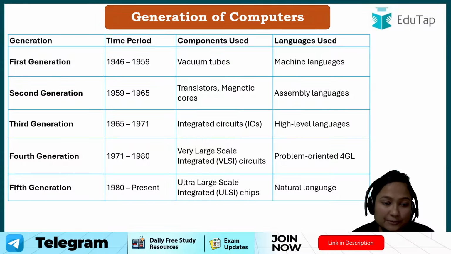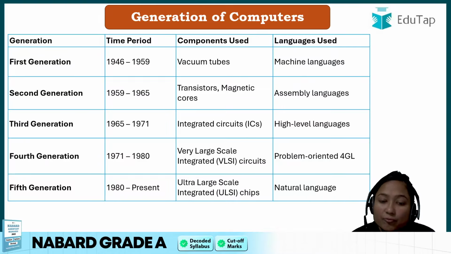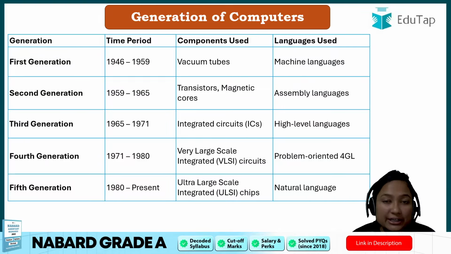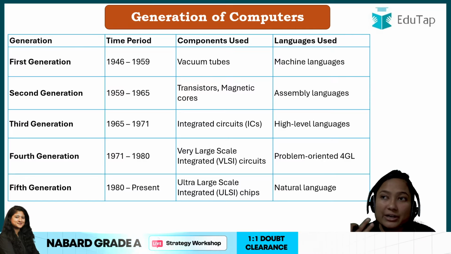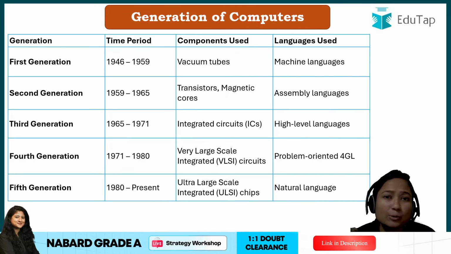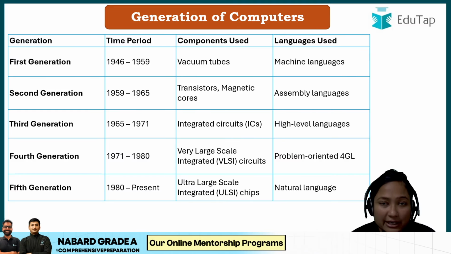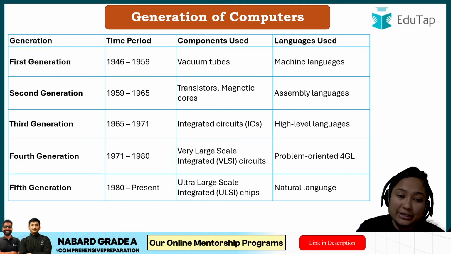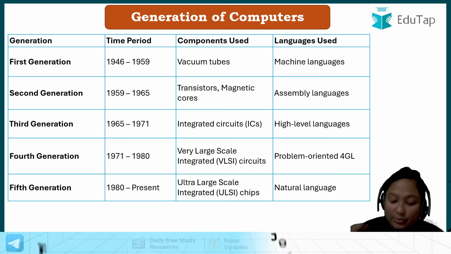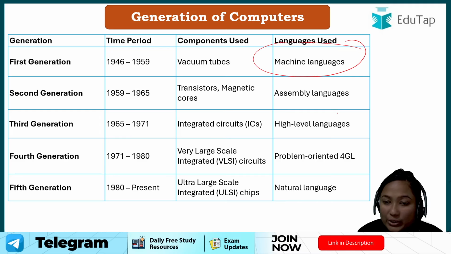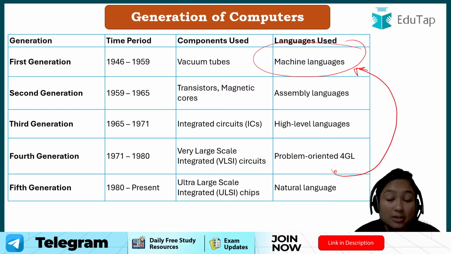4GL is fourth generation language. Now with the fifth generation, which started in the 1980s, we had ultra large scale integrated chips and natural language. That means whatever language humans use to interact, English, Hindi, Punjabi, Urdu, Marathi, Telugu, Tamil, every language, we call natural language. Even when the computer uses machine language, we can interact with the computer in natural language. Okay, that is the goal, and the answer we get will also be in natural language.